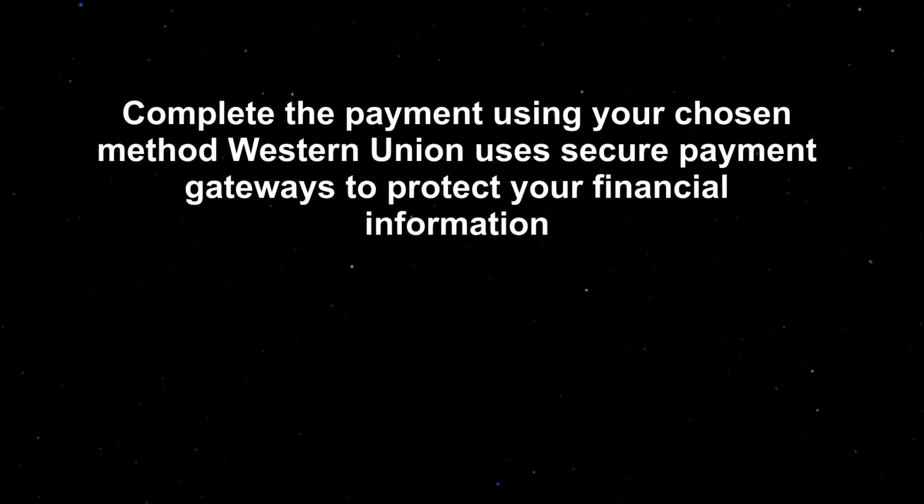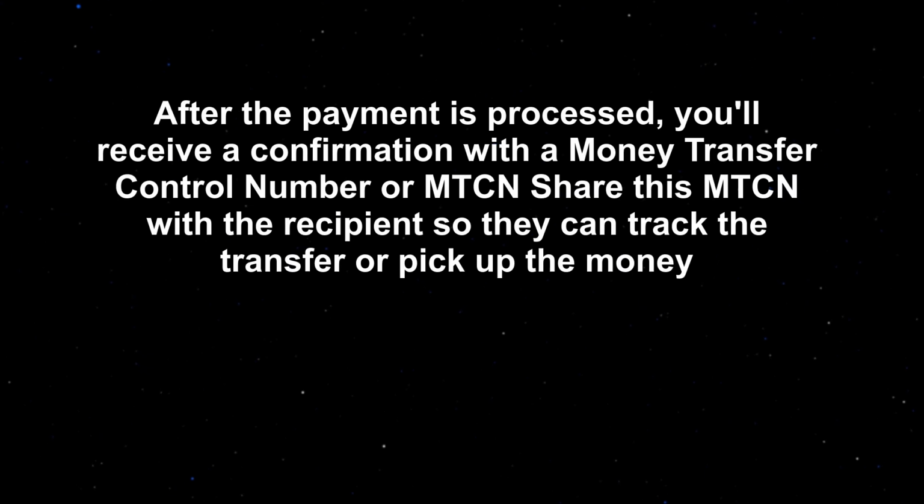Complete the payment using your chosen method. Western Union uses secure payment gateways to protect your financial information. After the payment is processed, you'll receive a confirmation with a money transfer control number, or MTCN. Share this MTCN with the recipient so they can track the transfer or pick up the money.